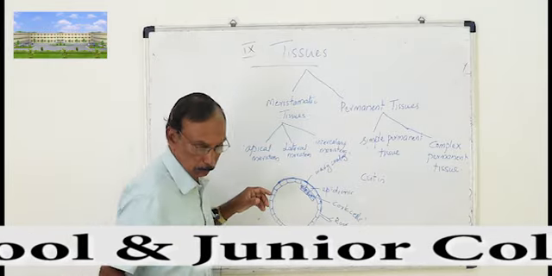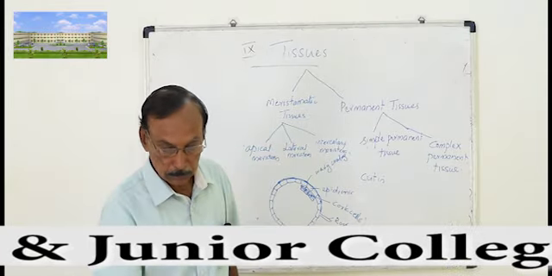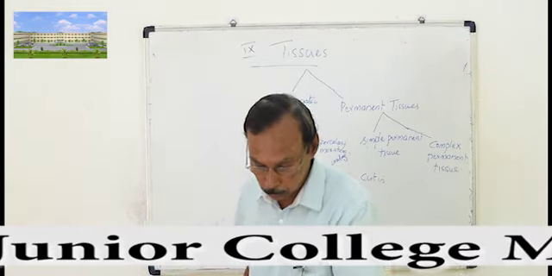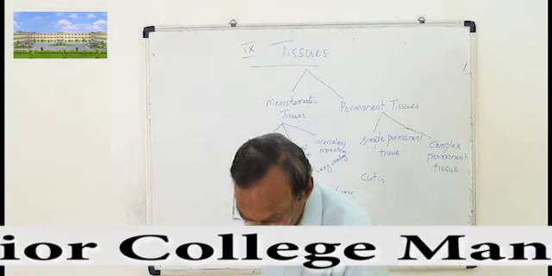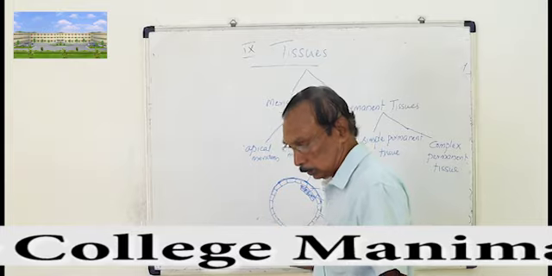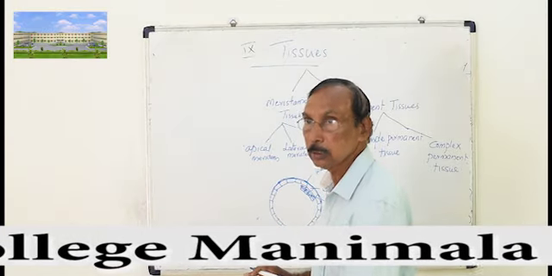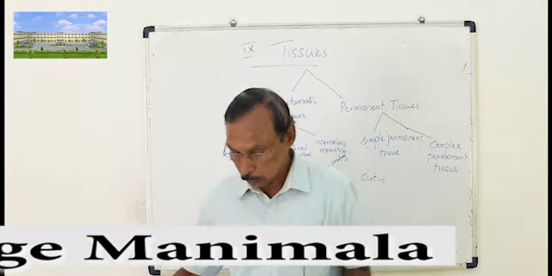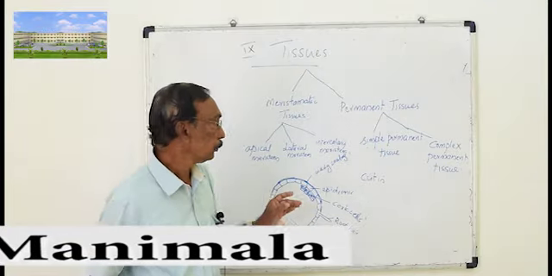So when the plant becomes older, the epidermis will be replaced by a protective coating, the cork cell. The diagram is there in the textbook. Now we are going to see complex tissues.